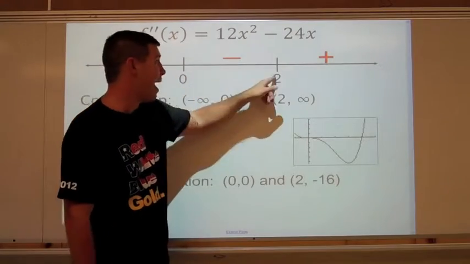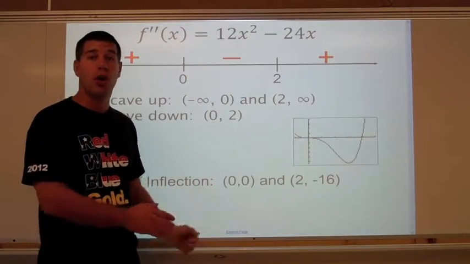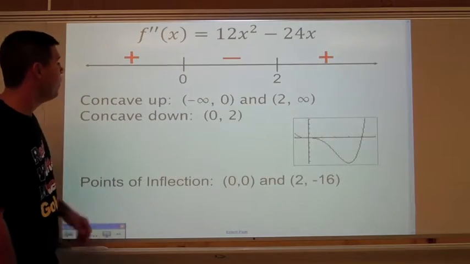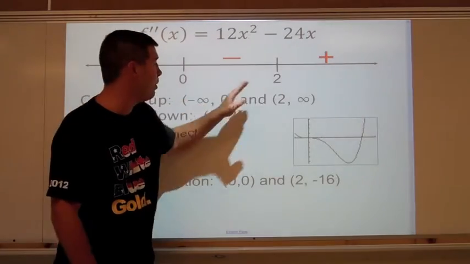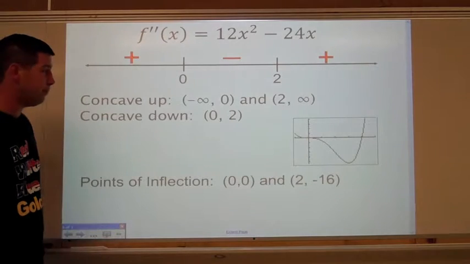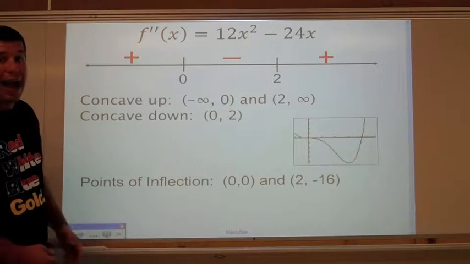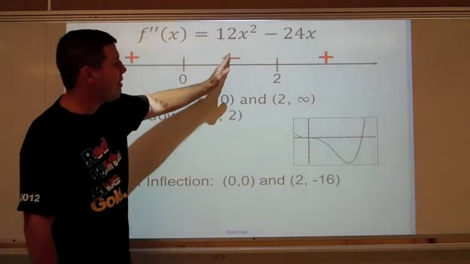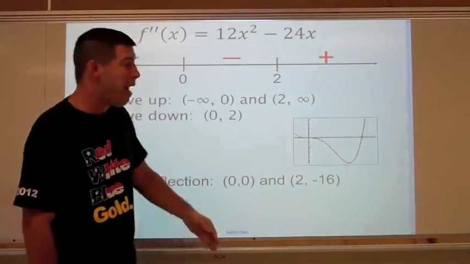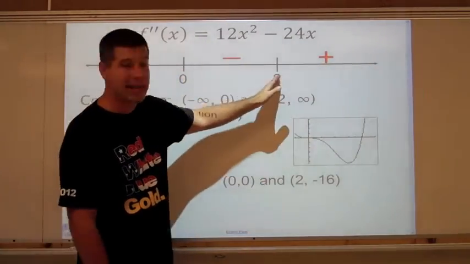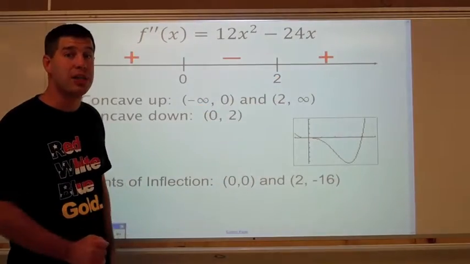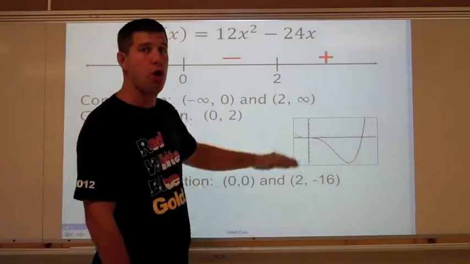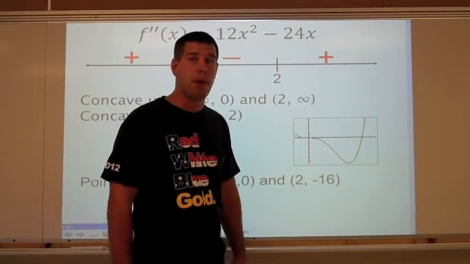At 0 and at 2, you're neither concave up nor concave down because your second derivative is 0 at those x values. And then you're concave down between 0 and 2, again with your open interval. As you look, this function is concave up, concave down, concave up. That means that both at 0 and at x equals 2, the function changes concavity. Therefore, both 0 and 2 are the x coordinates of your points of inflection.